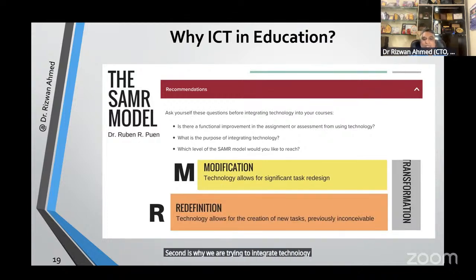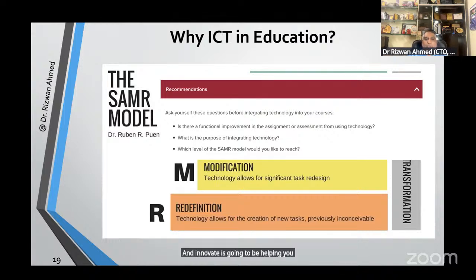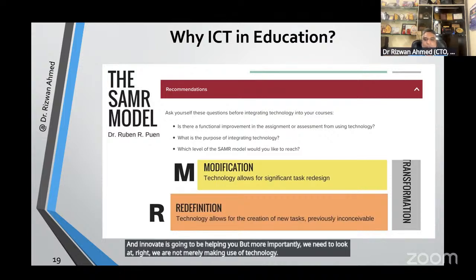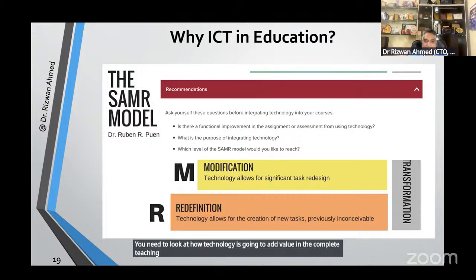Technology is definitely an enabler, and it's going to be helping you. But more importantly, we need to look at whether we are merely making use of technology from the perspective that I am forced to do that. You need to look at how technology is going to add value in the complete teaching learning process, as we saw in the SAMR model, specifically going from enhancement to transformation. And that is how you should choose the right ICT education technology when you're implementing some of these things.